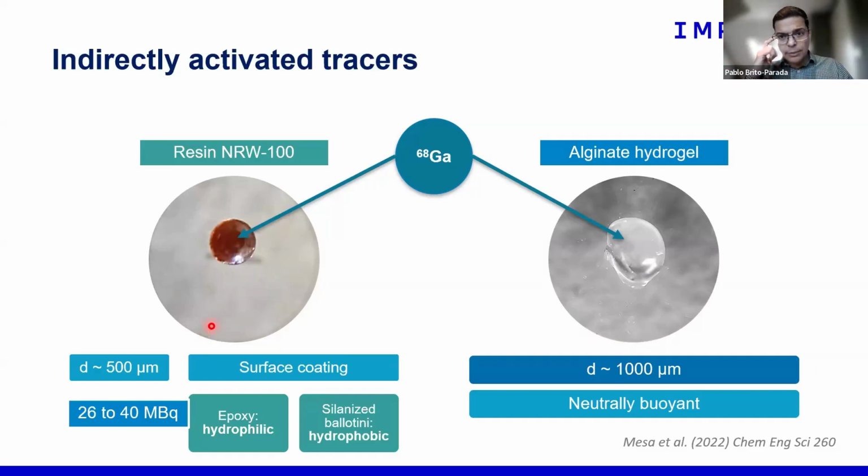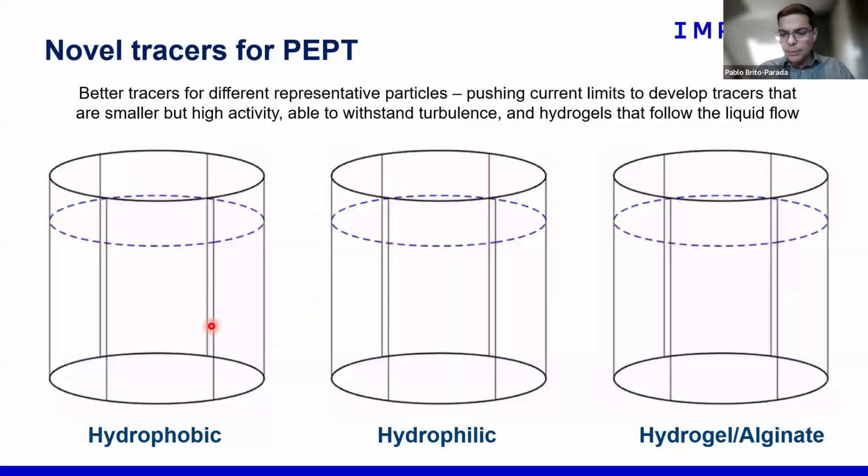So what we did is to develop an alginate hydrogel that could be used as a tracer, with a caveat that it was a coarser particle, but it was neutrally buoyant. So at least it started giving us an indication of what the liquid was doing within the flotation cell, which was really interesting in terms of inferring what the results meant for entrainment, for example. And that is what I'm going to be showing here.